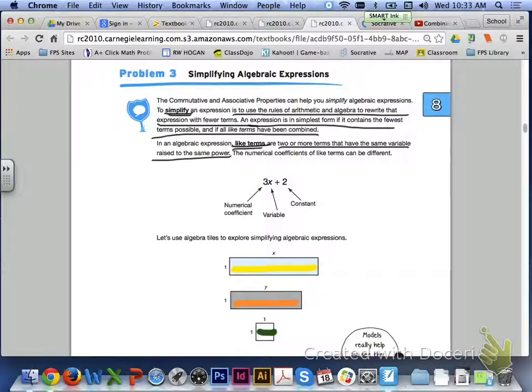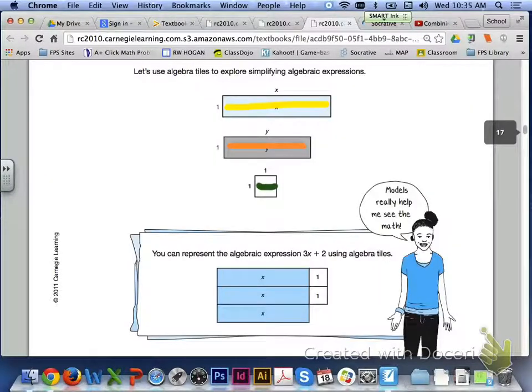And we should remember all of these key terms, numerical coefficient, variable, and constant, from chapter 7. And in lesson 8.5, we talked about using our colored pencils to represent these different algebra tiles for x, y, and 1. So if we wanted to model the expression 3x plus 2 using our colored pencils, this is what it would look like.